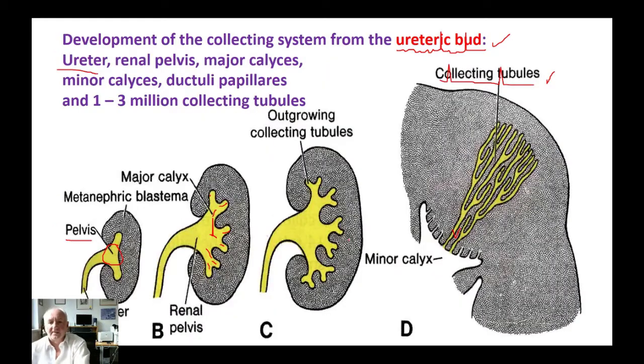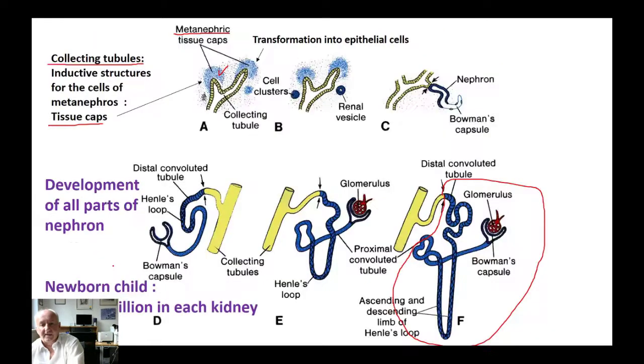So you see here that the ureteric bud is giving a very important origin to those passages, and they are inducing the collecting tubules, and the cells of the collecting tubules are inducing the development of all four parts of the nephron in the metanephrogenic blastema.